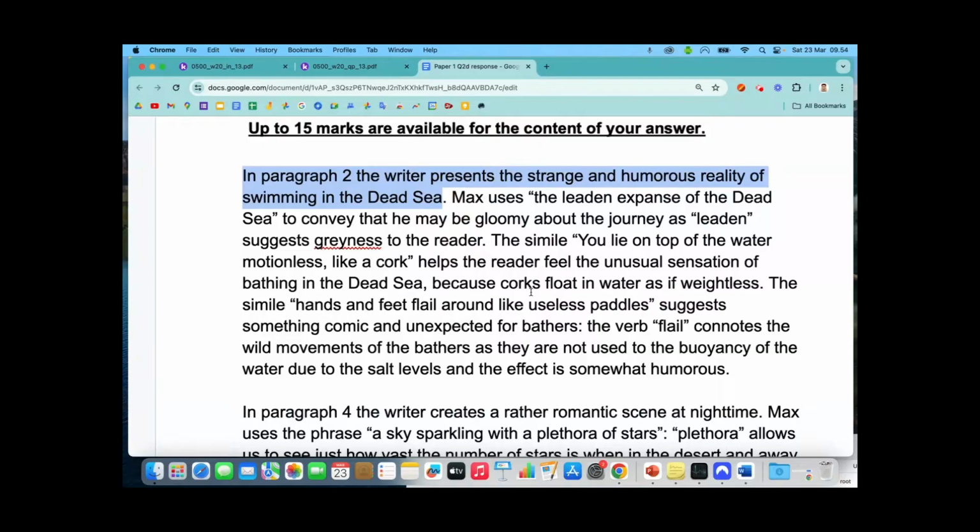Here in paragraph 2, the writer presents the strange and humorous reality of swimming in the Dead Sea. And so we're inferring from what's there that the writer's trying to make it kind of amusing and slightly comical. In terms of the quotes, you can see they're relatively short. You're explaining what they're trying to do.